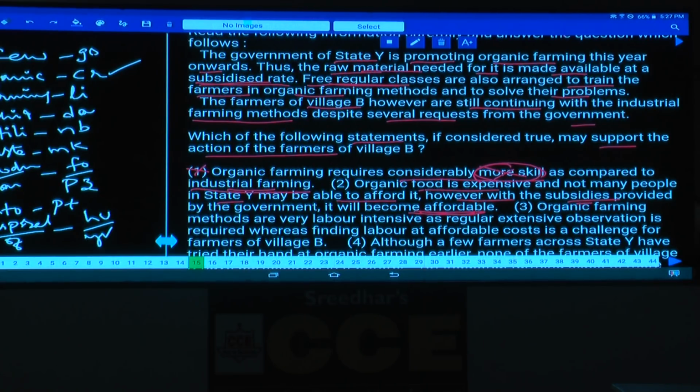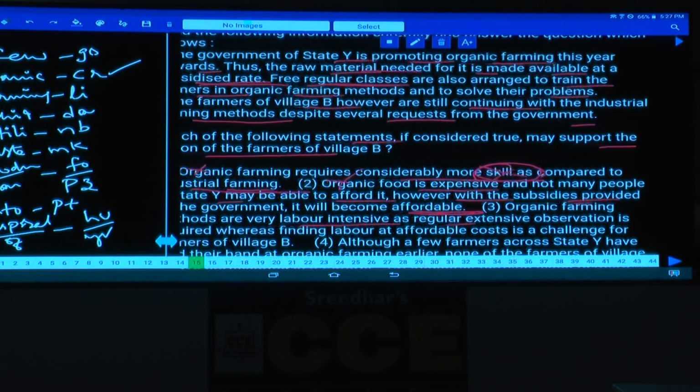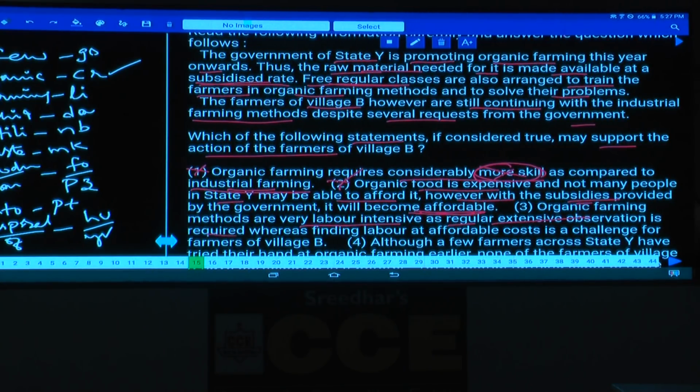And the second one is also ruled out. Then coming to the third, organic farming methods are very labor intensive. That means more and more labor is required, as regular extensive observation is required, whereas finding labor at affordable cost is a challenge for farmers of village B. Now here the problem is with the labor. For organic farming, they need to have more and more labor. But in this village B, it is very difficult to find labor. And this could be the reason why the farmers of village B are not converting to organic farming. So what is your answer here? Choice 3 is the answer.